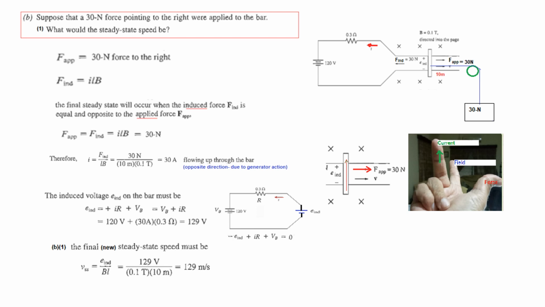And so now we can find the new steady state speed. Induced voltage is now 129, the other items remain the same, and so the steady state speed now is 129 meters per second.